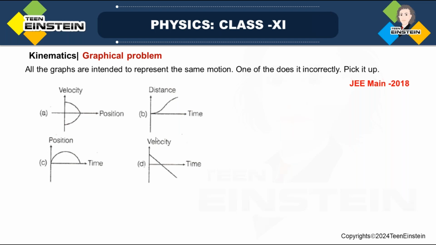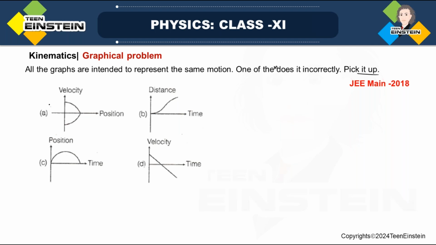So let us start with this. Okay, so here the question says all the graphs are intended to represent the same motion. One of them does it incorrectly. We have to pick up the incorrect option here. So let us first start with option A, what it is meaning.